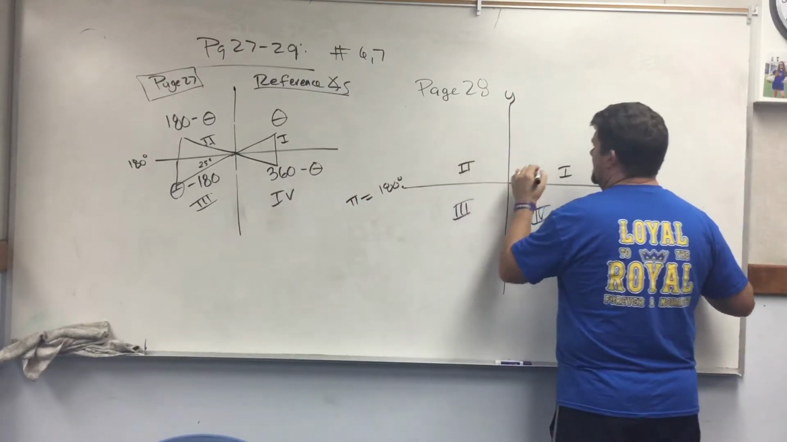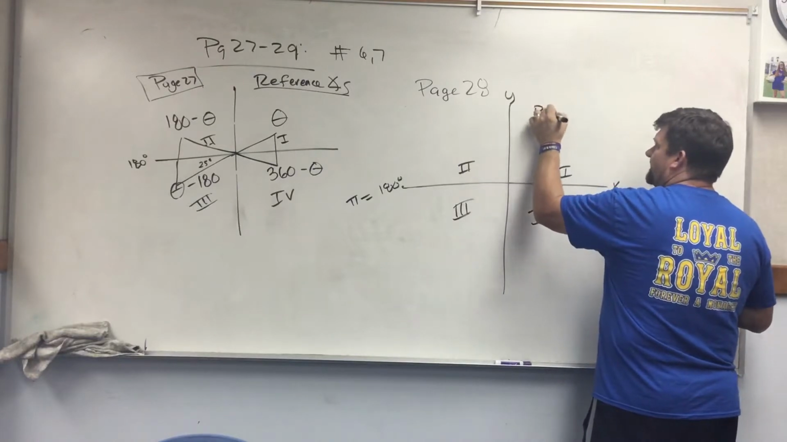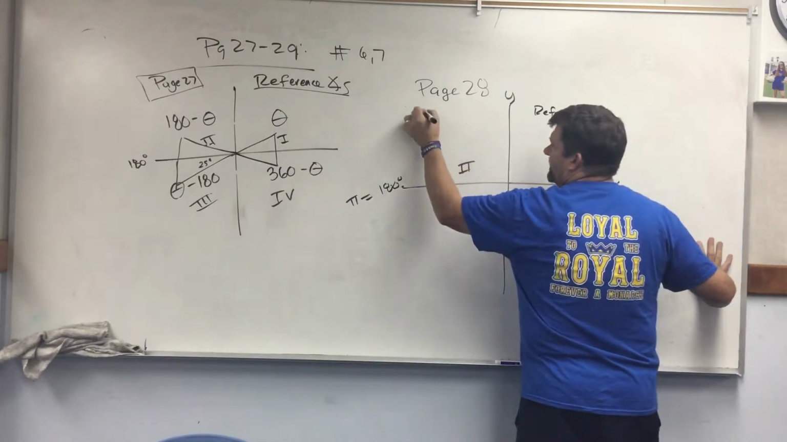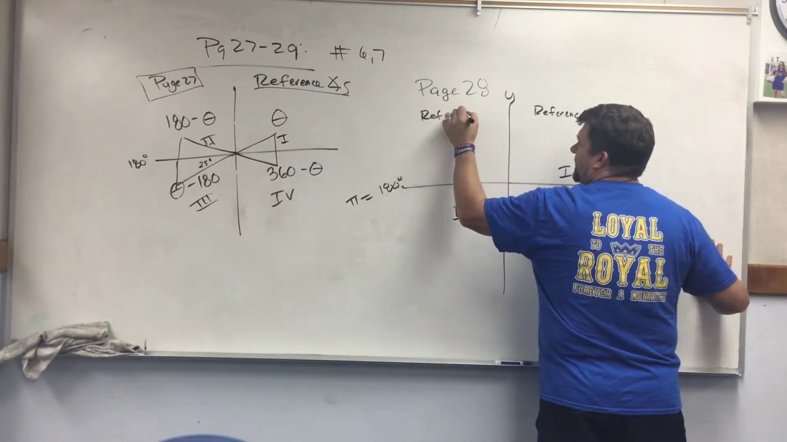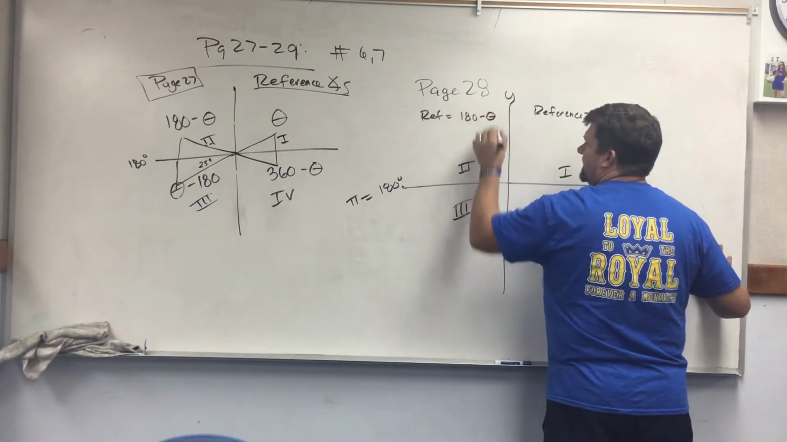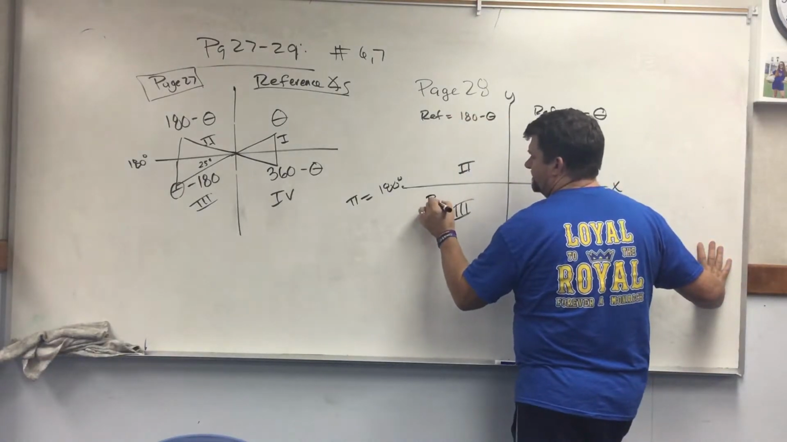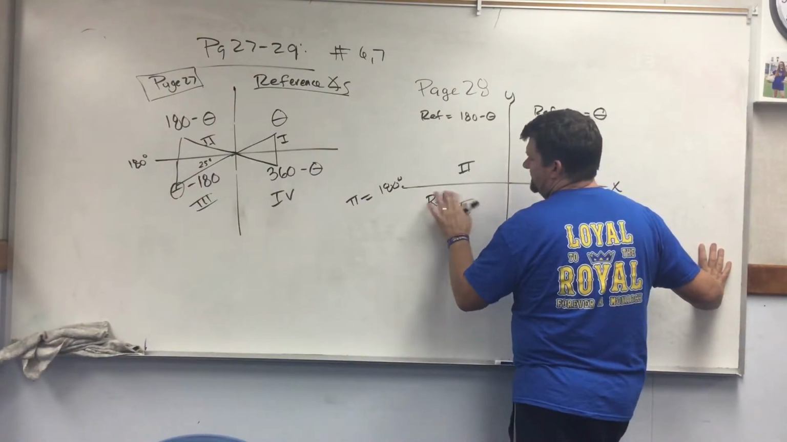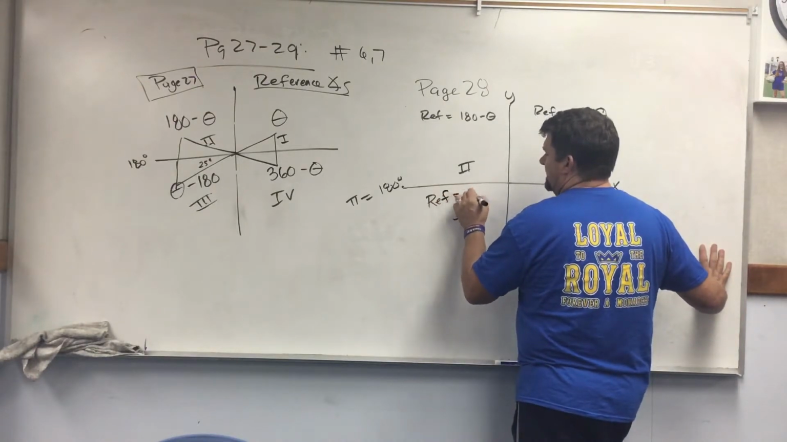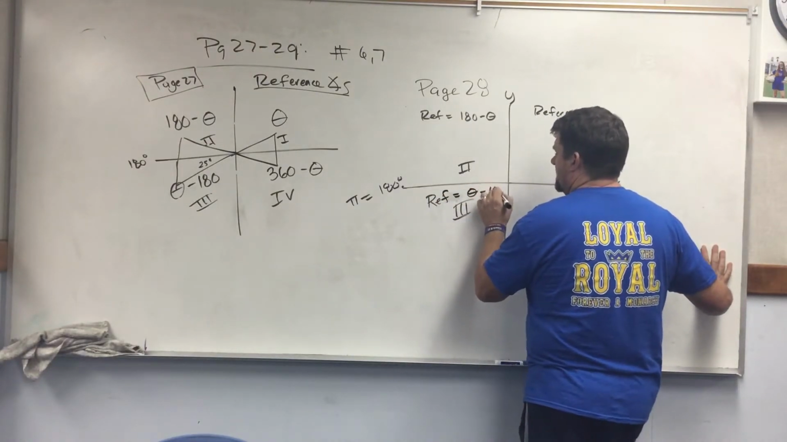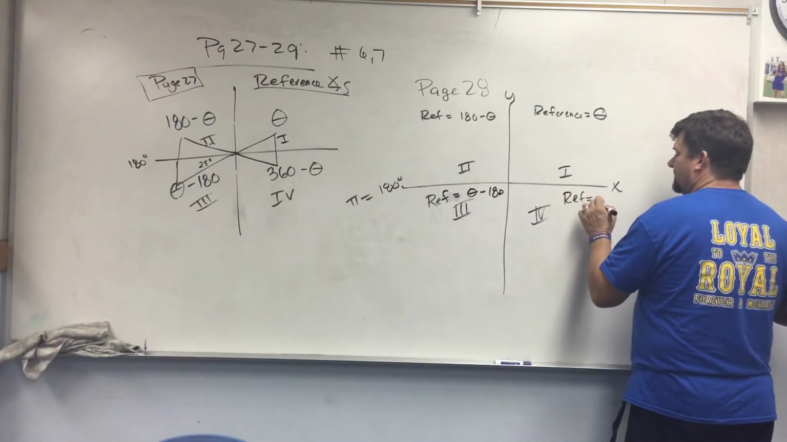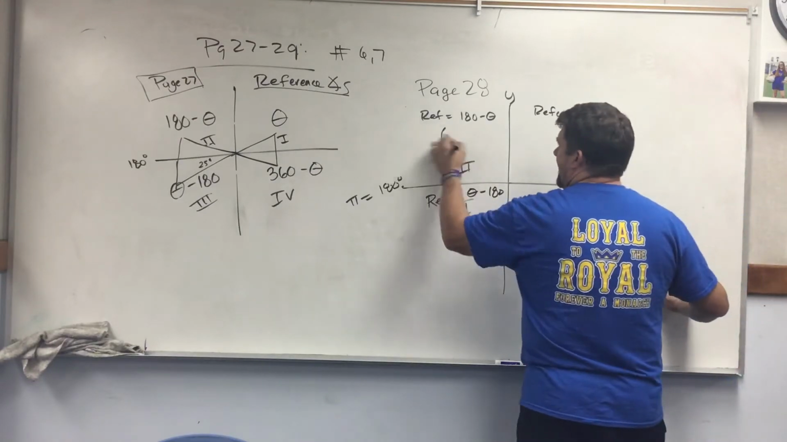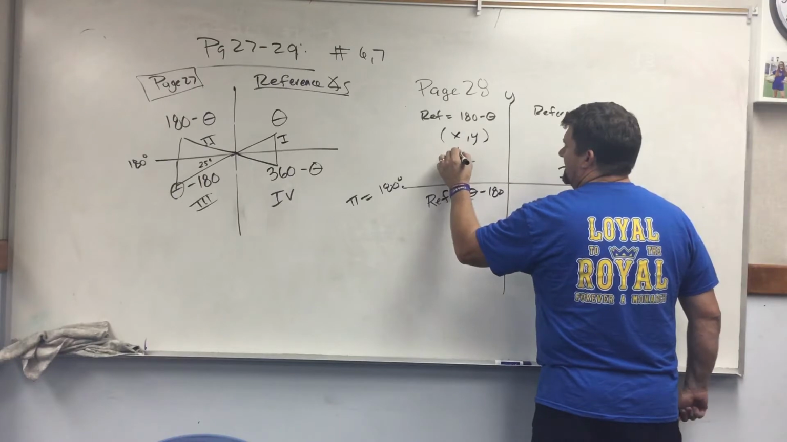We know my reference angle in here is theta, so reference is equal to theta. Reference is equal to 180 minus theta. My reference, can't spell it. Watch this. Reference is equal to theta minus 180. And then my reference is equal to 360 minus theta.